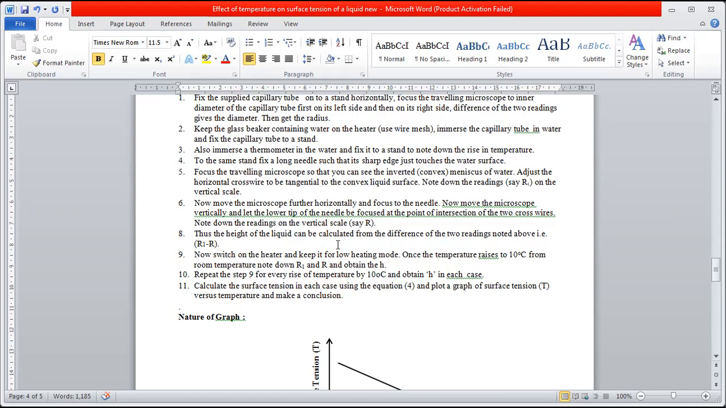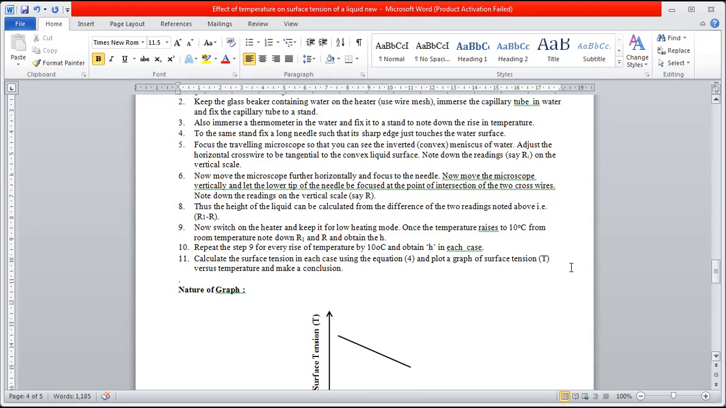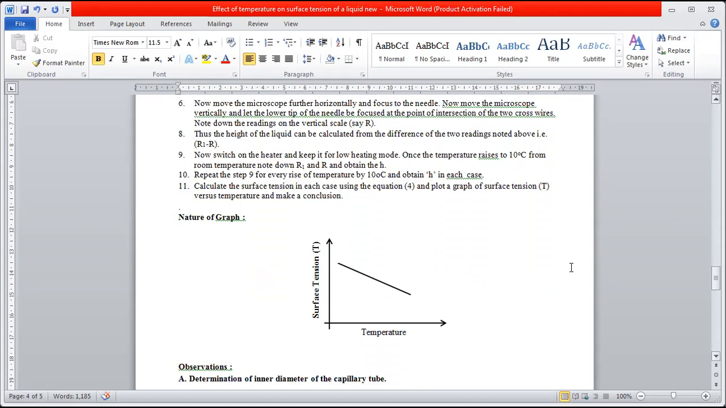And now switch on the heater. So whatever you've done up to step 8 is at room temperature. And now you are switching on the heater to heat the liquid and keep it in a low heating mode because slow heating is required here. Otherwise, the results may not be good.